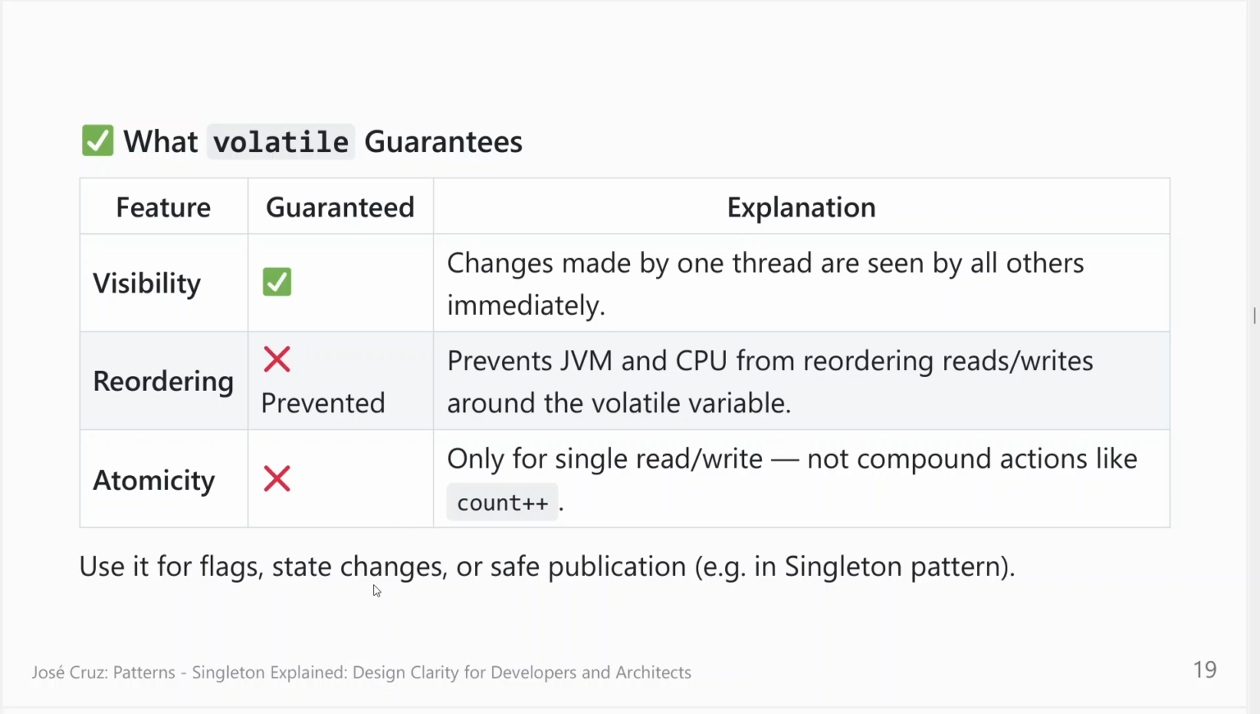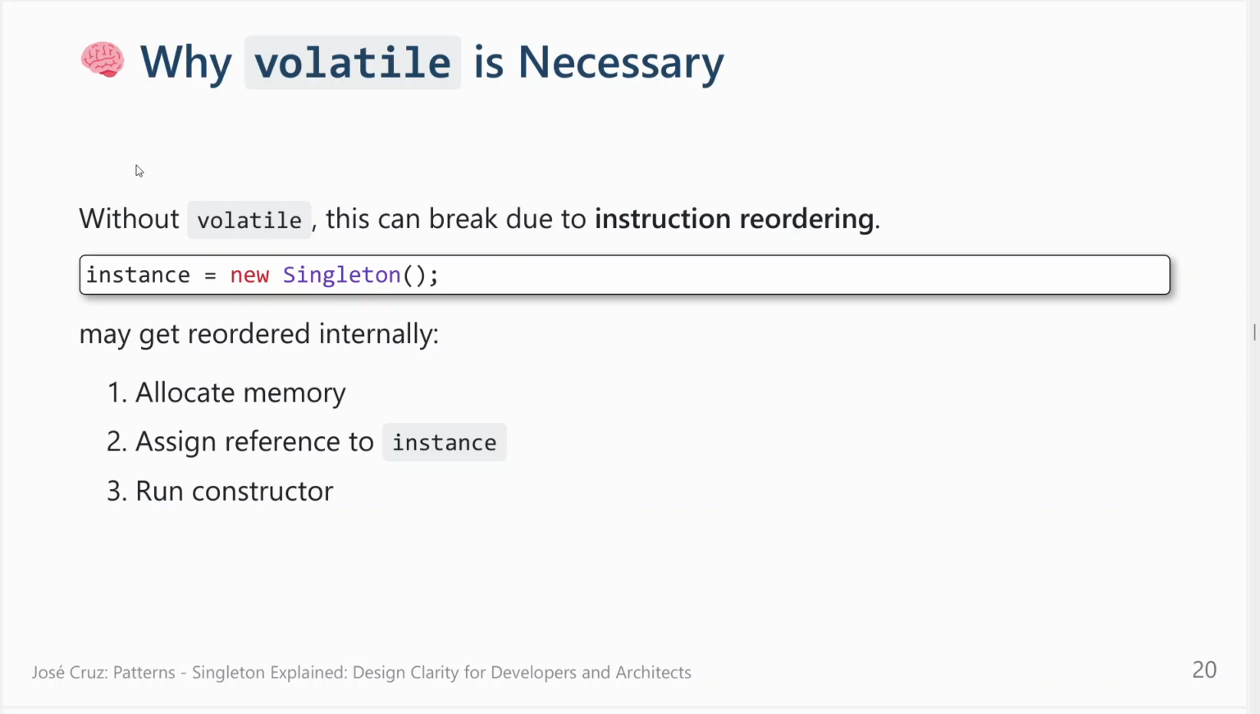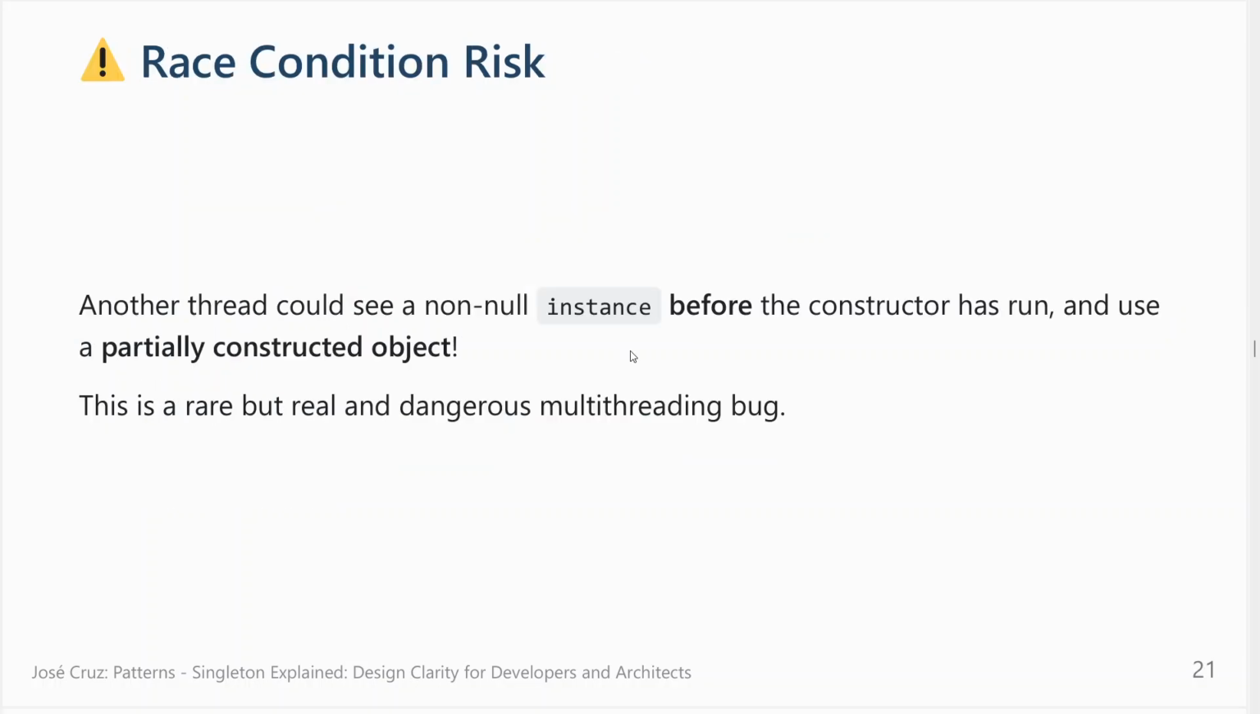Use it for flags, state changes, or safe publication, for instance, like the Singleton pattern. Why is it necessary? Without volatile, this can break due to instruction reordering, because it may be reordered internally: allocate memory, assign reference to instance, and run the constructor. You can see that we see just one line, but internally there are 3 lines. When you use volatile, it will make sure that the sequence is always the same for the other threads. So regarding race condition risk, another thread could see a non-null instance before the constructor has run and use a partially constructed object.